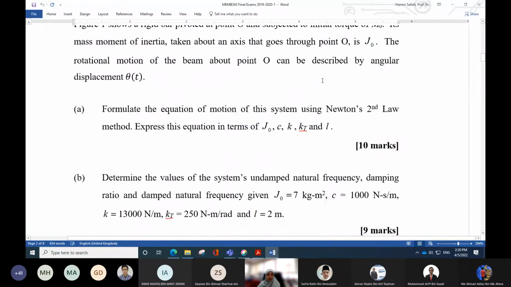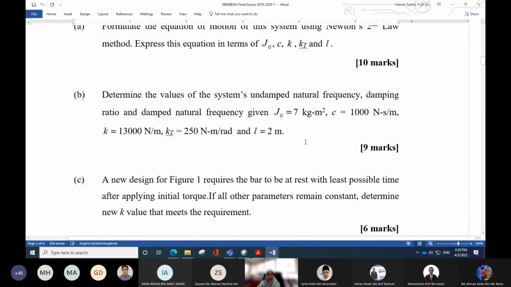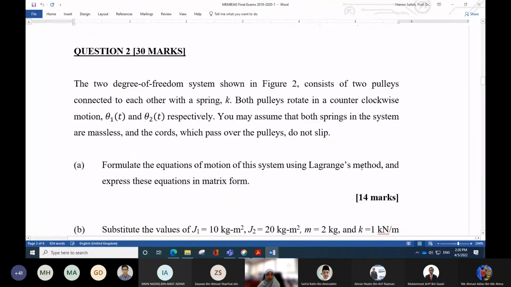You can see, like the first question, they ask you to use Newton's second law. So normally the first question is a singular degree of freedom system. Then only you go to the second question, the one that you want to use Lagrange. In this case, they ask you for a 2 degree of freedom system. So depending on the semesters, we just change. Sometimes you are asked to use Lagrange on the 1 degree, sometimes we ask you on the 2 degree. So that's why I said just make sure you know how to solve using Lagrange for both problems, 2 and 1 degree.